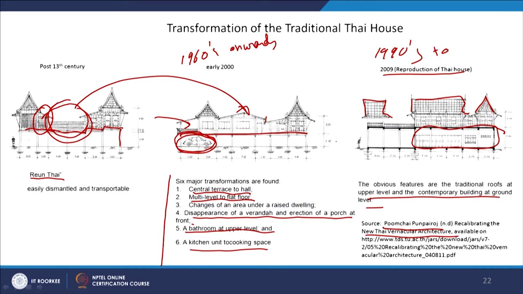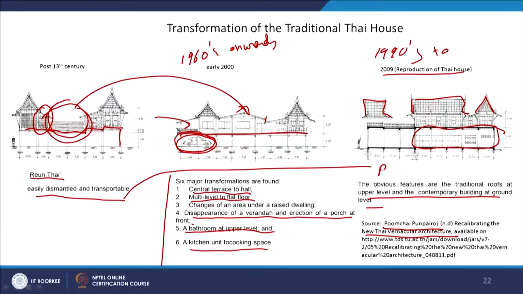So the elements which they are using, though they are depicting the traditional, even the angles are slightly changing, and the materials now, the timbers, some parts of it have become concrete, and the easily dismantled and transportable is now gradually becoming permanent. So this is a kind of change one can see in a Thai house.